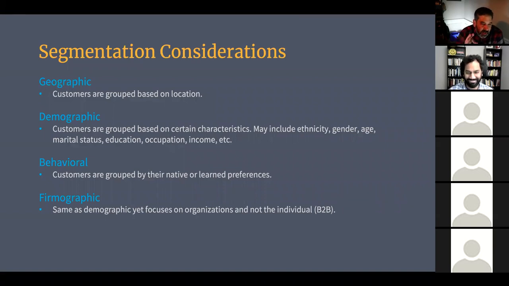This next one, firmographic, it's not a word that's thrown around a lot because it's made up basically, but not by me, by my industry. Same as demographic, yet it focuses on organizations, not individuals. Think B2B here, right? If I'm going to sell SAP or software as a service type process, and I'm SAP, I'm selling to big, huge companies like FedEx and Dell. That's a business to a business situation. So I'm going to think of FedEx as a holistic customer, even though it's an organization of people.